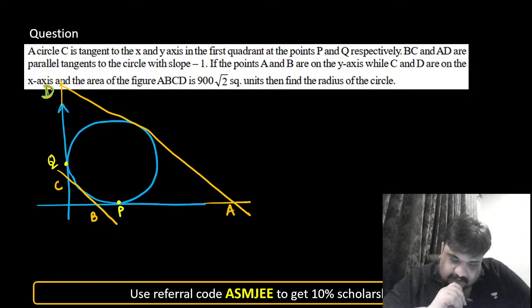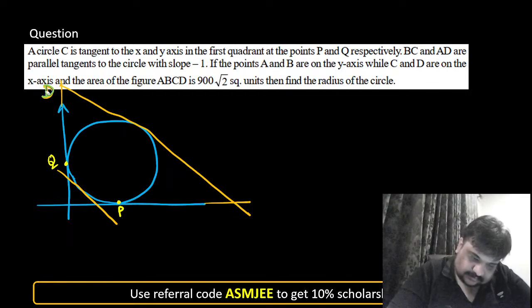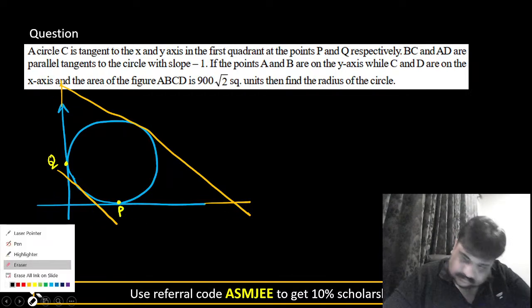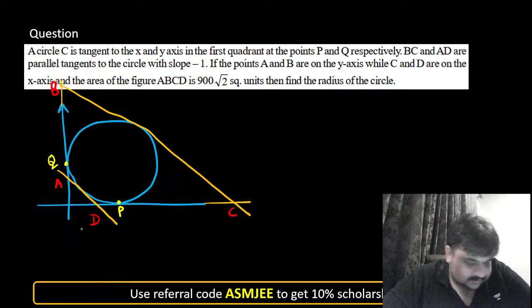If points A and B are on y-axis, A, B, C, D, and area of this quadrilateral is 900 root 2, then find the radius of the circle. Wonderful.